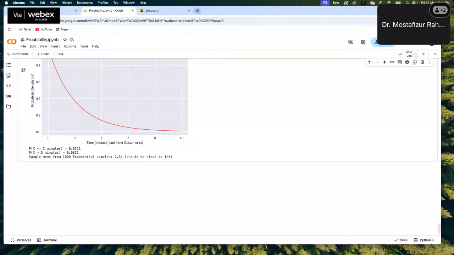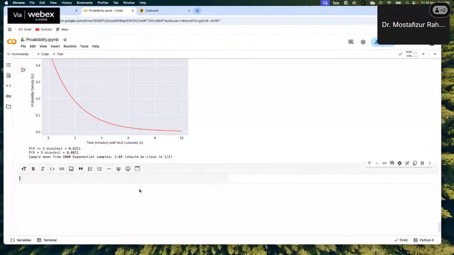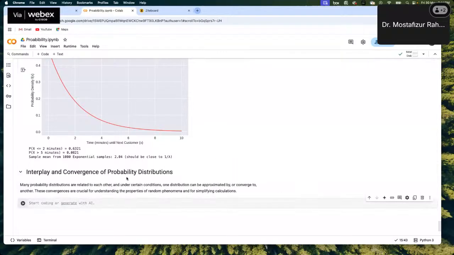Okay, I'm not going into the uniform distribution. There are some more distributions, but let me now introduce something more important: when some distribution is used and when something is not used, and how they are related. So, the interplay and convergence of probability distributions, when one distribution converges to another distribution. In many cases, probability distributions are related, and under certain conditions, one can be approximated by the other. For example, when will the binomial distribution converge to the Poisson distribution?